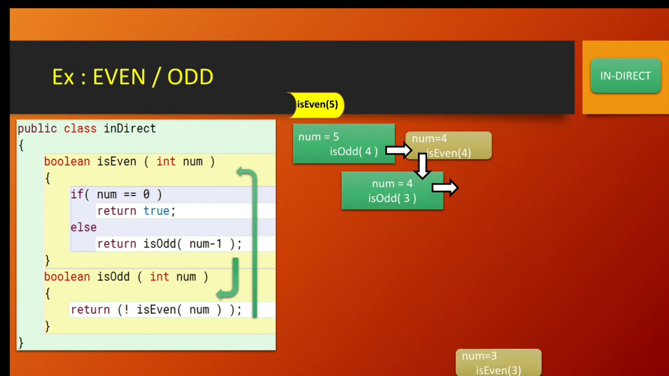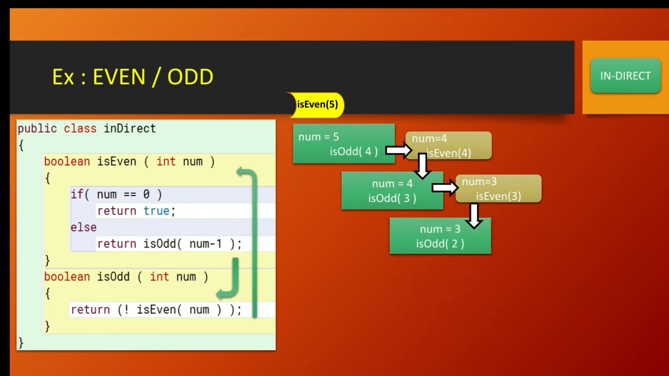Is odd will call is even with the number 3. Again is even is called by number 3. Then again num is not 0, so is odd will be called using 2. Is odd is called with num 2, and is even is called with num 2.